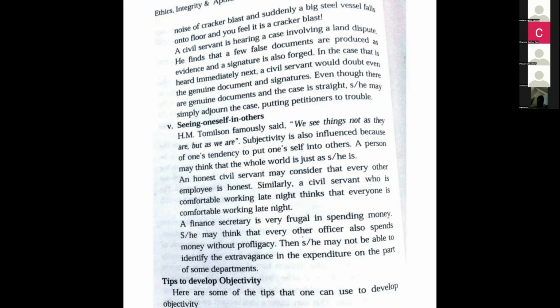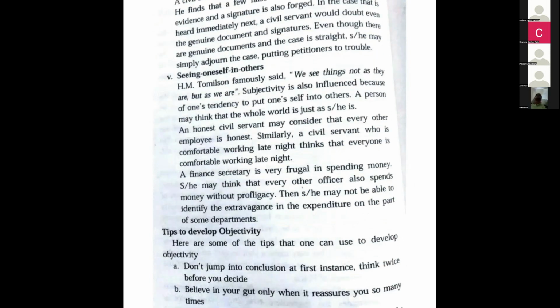ठीक है. So यहाँ पे भी एक चीज आ जाती है कि we see oneself in others. For example, a finance secretary is very frugal in spending money. He may think that every other officer also spends money without profligacy. Then he may not be able to identify the extravagance in the expenditure on the part of some departments. अगर वो believe करता है कि money spend करो, तो वो वैसा ही थिंकेगा कि every other officer is doing this extravagant spending. So इससे क्या होगा, public exchequer खत्म हो जाएगा एक दिन, सरकार का पैसा है.